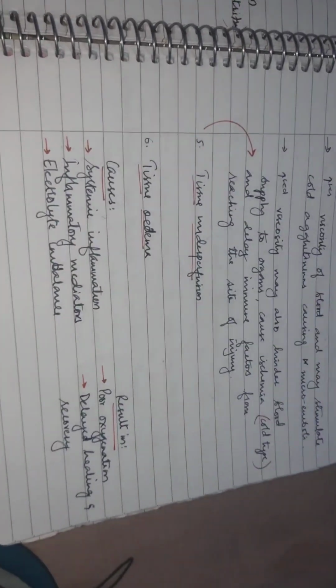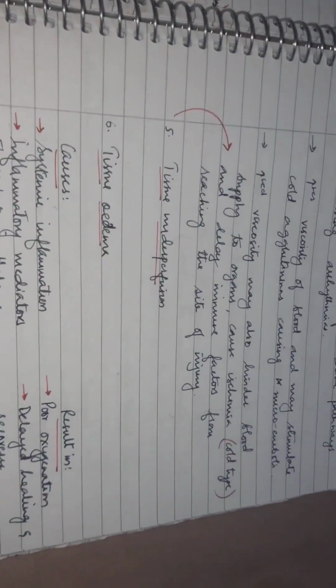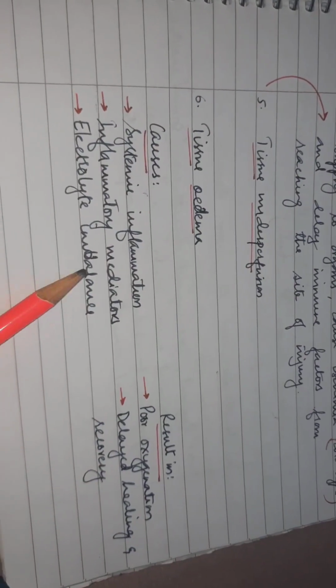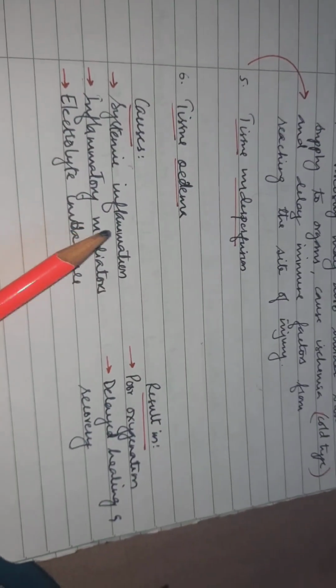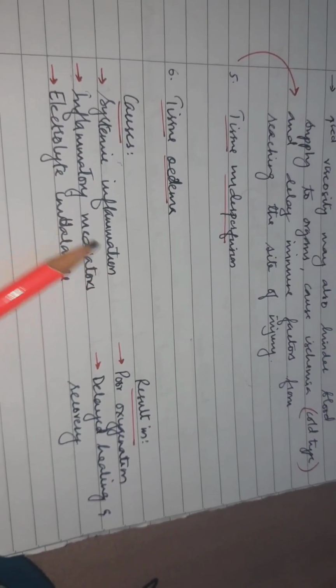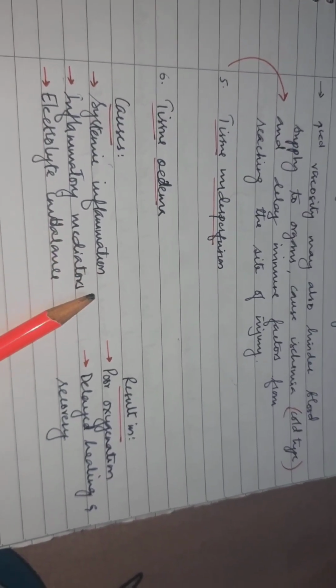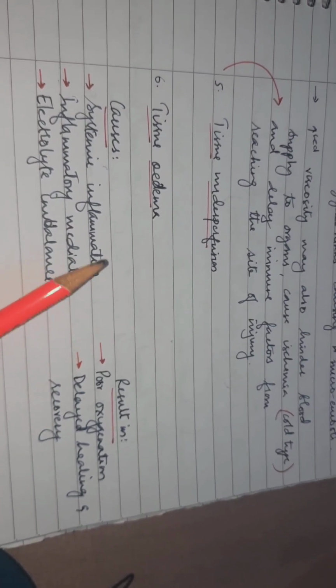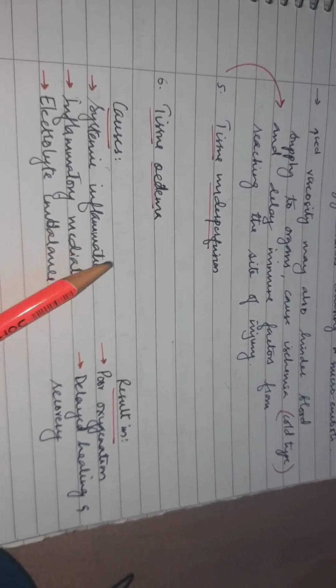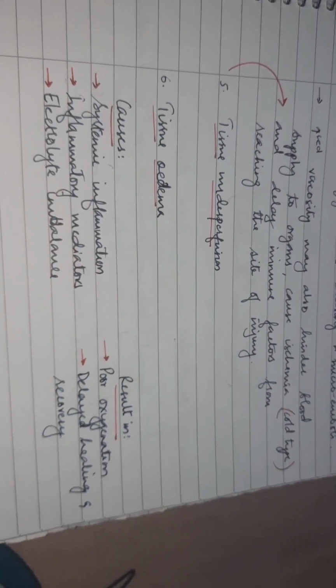Now, when there is systemic inflammation, right, systemic inflammation and electrolyte imbalance and inflammatory mediators are causing loss of fluid or plasma into the surroundings or into the extravascular space. What happens is the volume decreases. As volume decreases, then again this causes hypovolemia.